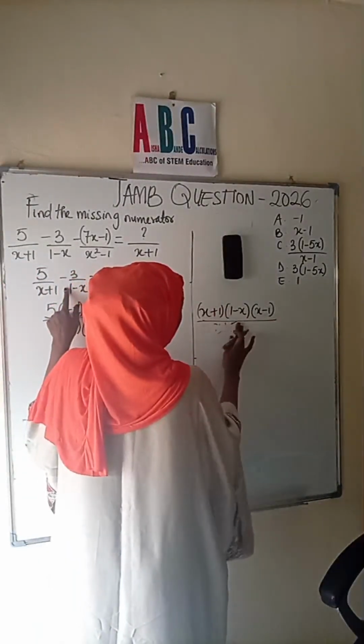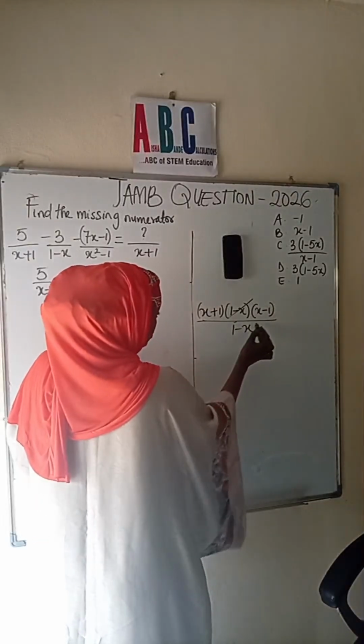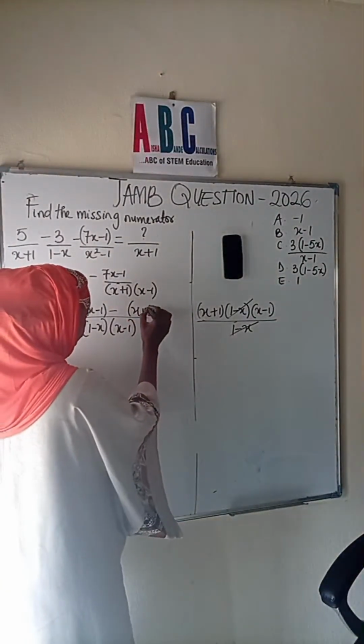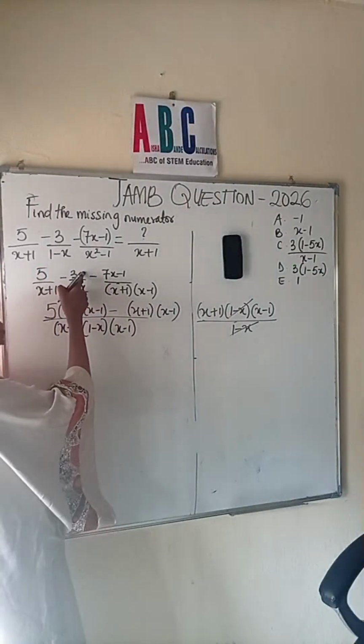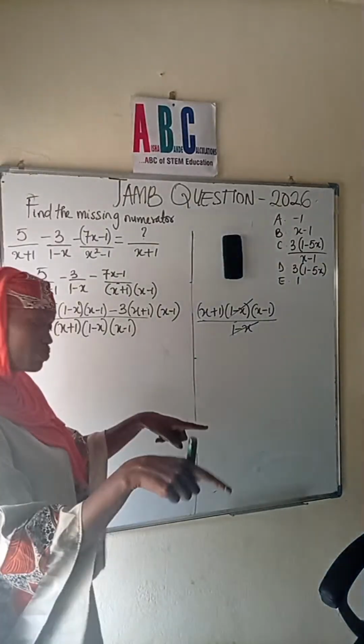The same denominator, but now we are dividing it by the next denominator, 1 minus x. So we cancel 1 minus x. What do we have left? We have x plus 1 and x minus 1. Remember we have a 3 at the top, right? So minus 3 here.